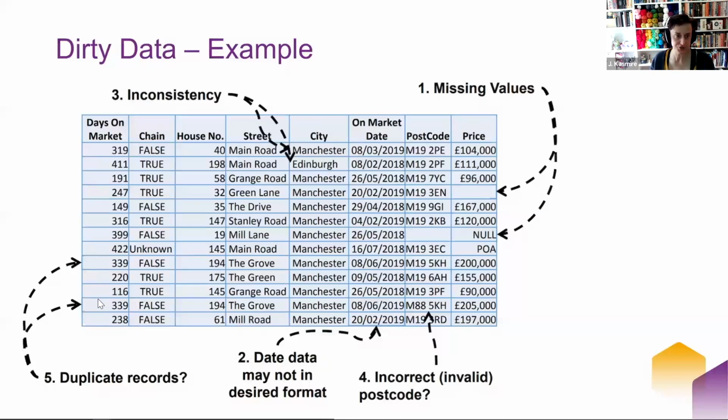And then we've got potential duplicate records, but they're not exactly matching. So different prices listed, for example, even though they were on the market for the same, and the address is the same. So this is the kind of dirty data that you might get.